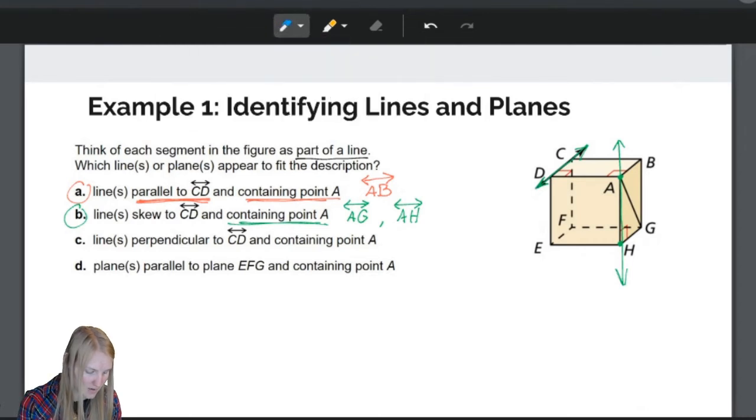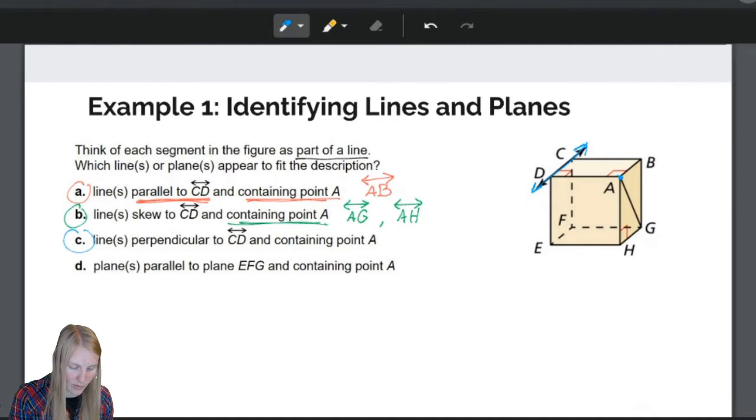All right, part C. Lines perpendicular to CD and containing point A. Perpendicular means that I meet at a right angle. In order to know if I meet at a right angle, I need to see one of these red boxes.